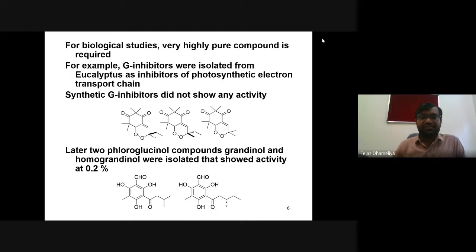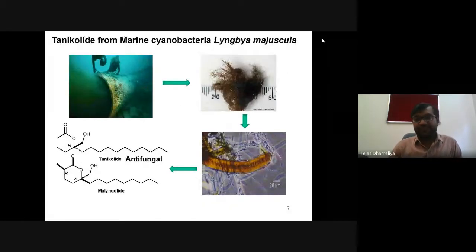Then this is for some of the other substances too: for biological studies, purity of the compound is also required. This is a concern with tanikolides, which have been obtained from several marine cyanobacteria, the name of which is Lyngbya majuscula. Fine. So naturally, scuba divers obtain such kinds of material from the sea, at the bottom of the seas, and it looks like this.